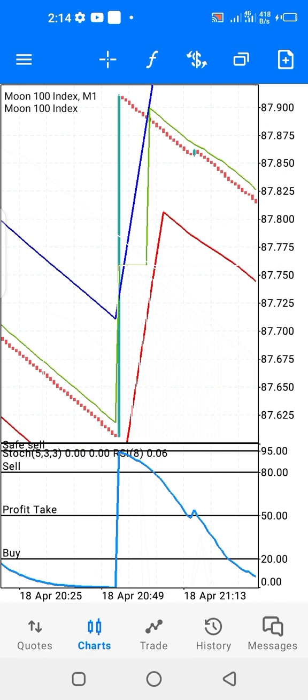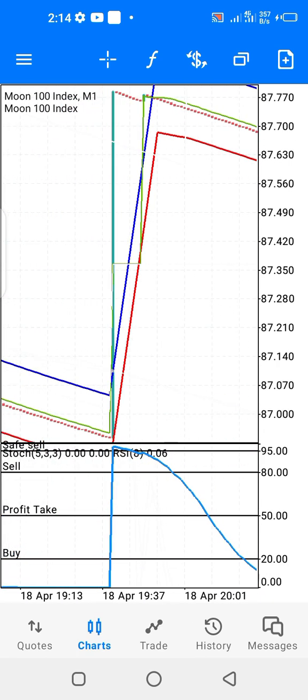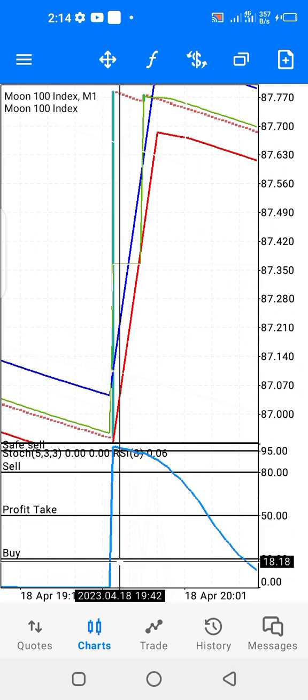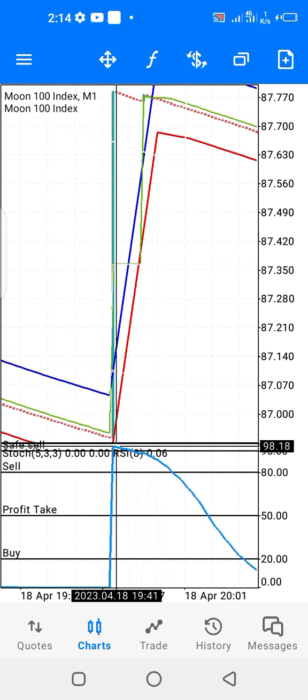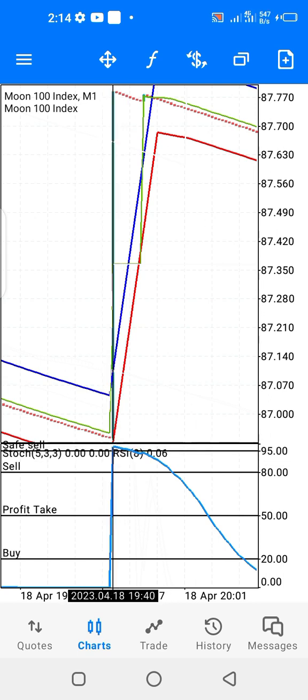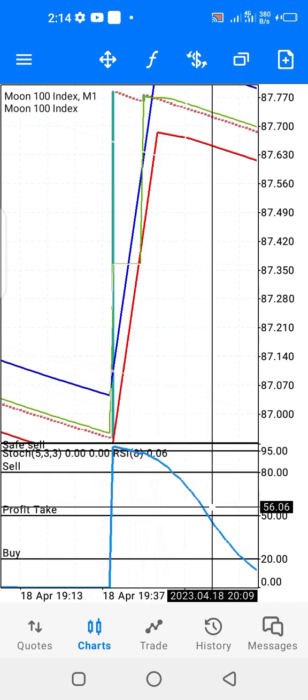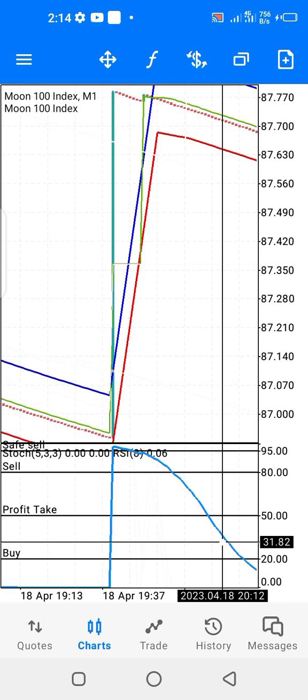So let's backtrace this strategy and see if it's profitable. So now this blue line comes up and even crosses the 95 points, which is very safe to sell. If you see that it crosses the 95, it is 100% safe to sell. You will sell and you will make profit. Let's come back into profits.